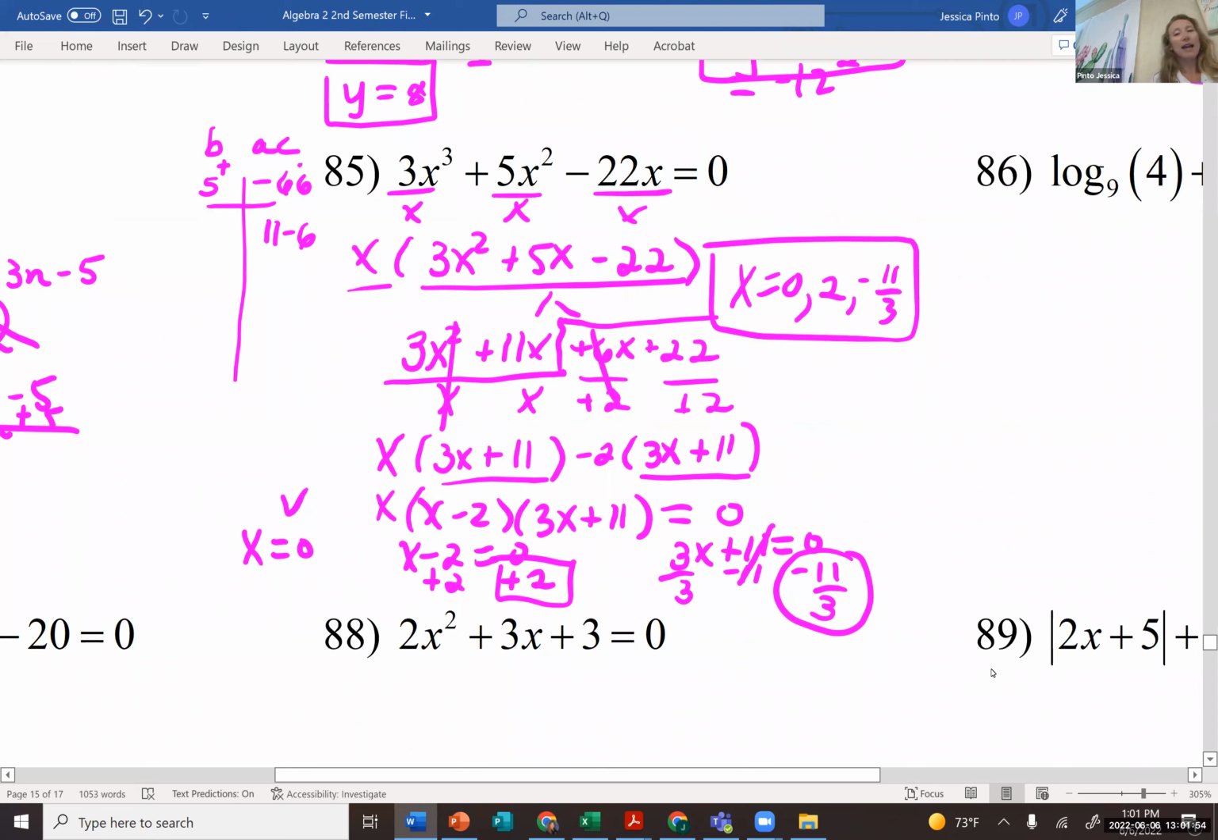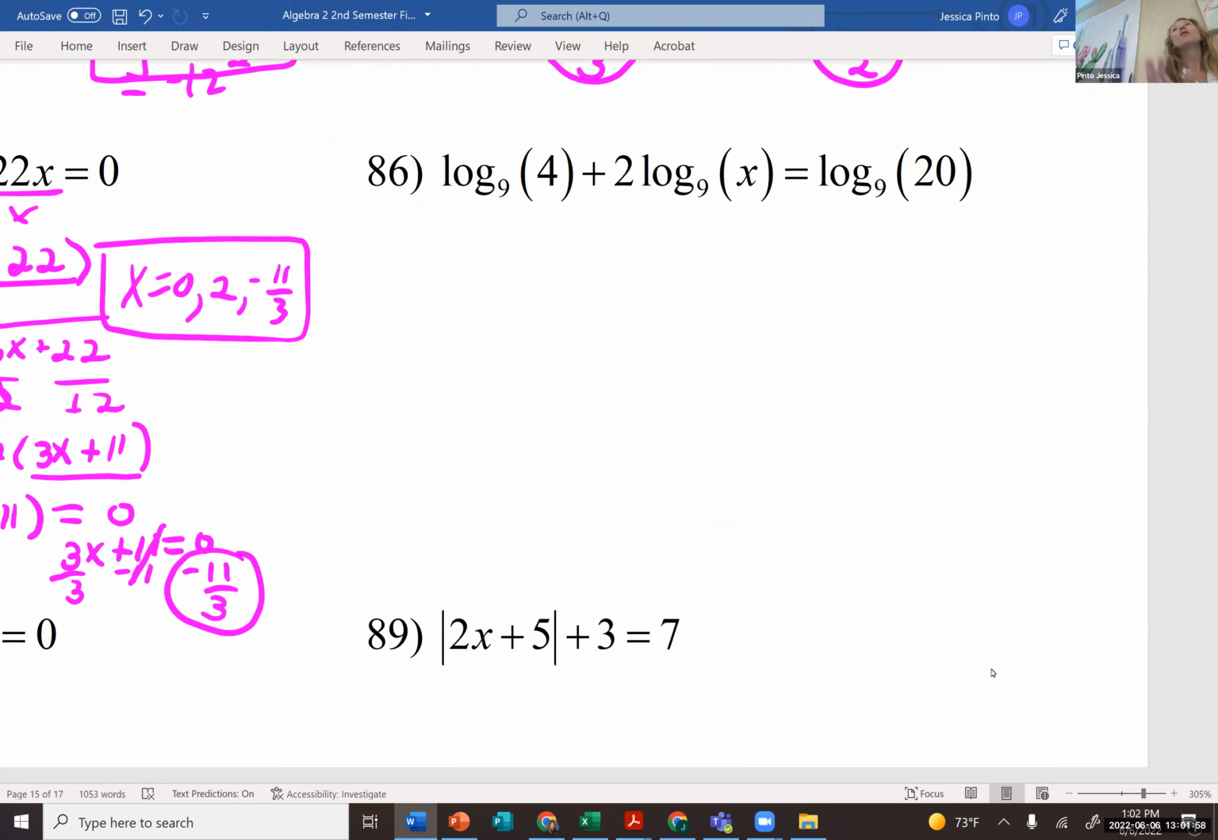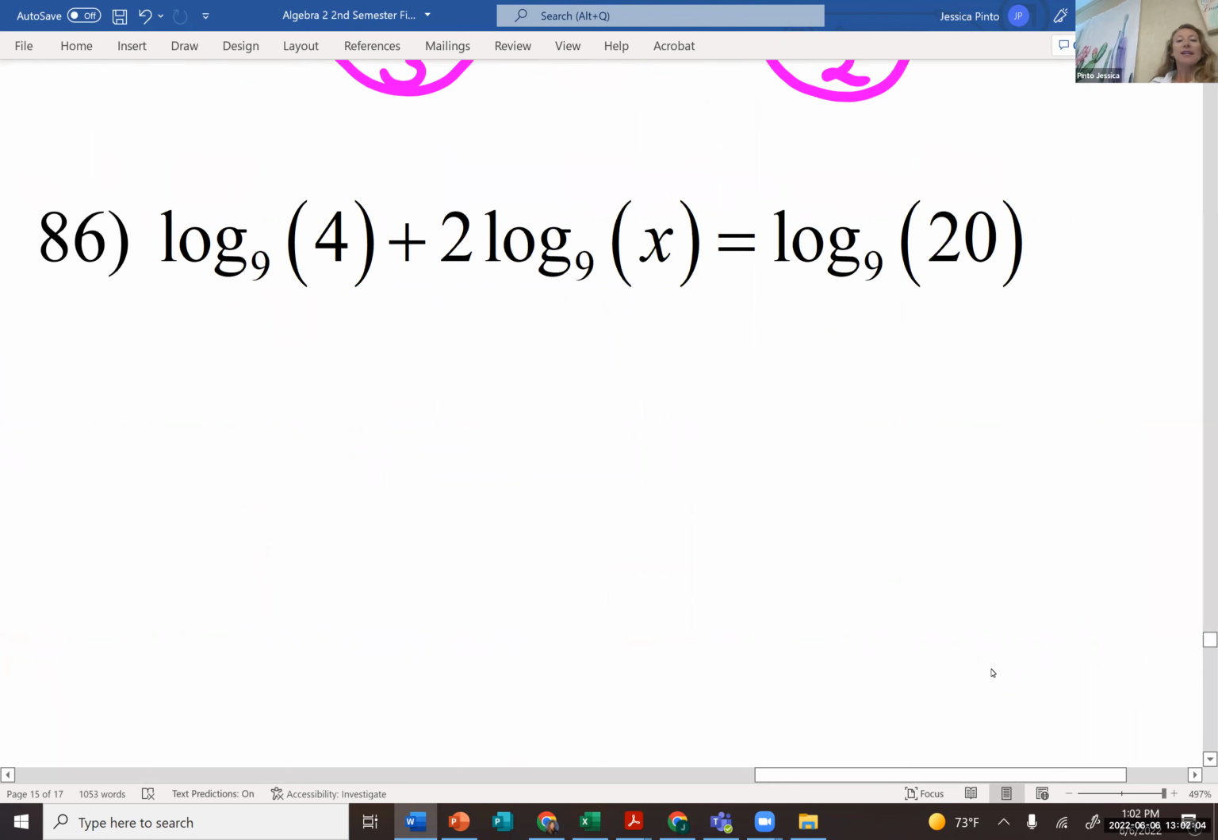Let's take a look at 86, which I see the word log. So right away I can tell totally different strategy here. This is a log equation. In this case, I'm going to need to combine both sides to a log equals log. We're using properties of log. The first property I think of is this one here, the 2. That 2 is on the outside, and that's going to pop up to become an exponent.